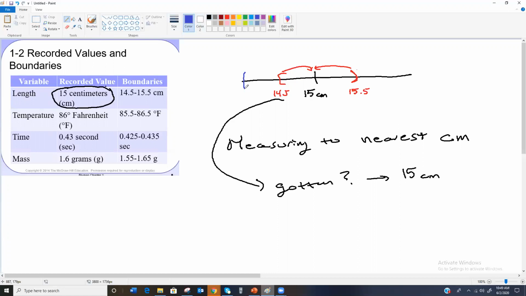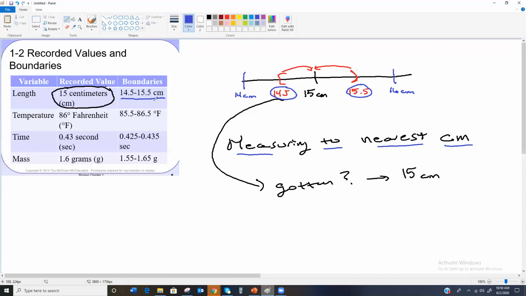So the next number down is a 14. The next number up would be a 16. But anywhere between 14.5 to 15.5, you would have written back as 15 if you were measuring to the nearest centimeter, okay? So these values, this 14.5 and this 15.5, those are considered the boundaries of 15. They're called the boundary values.